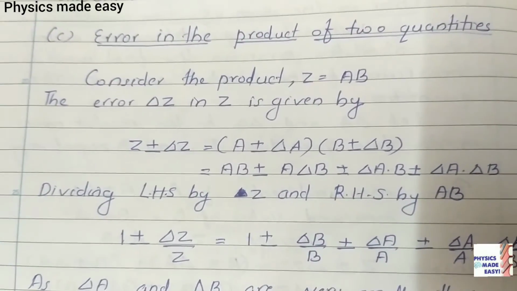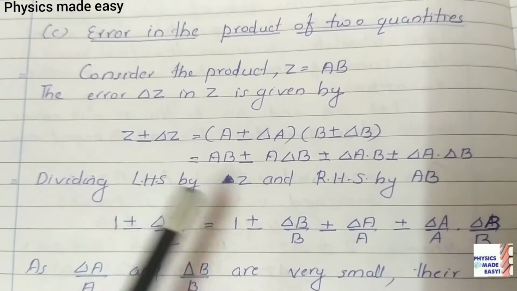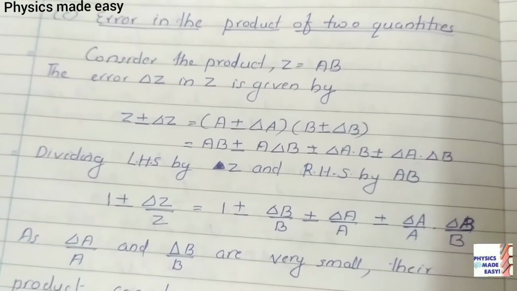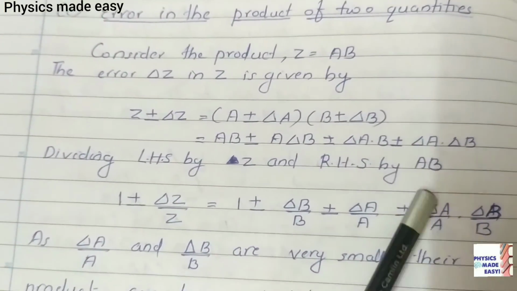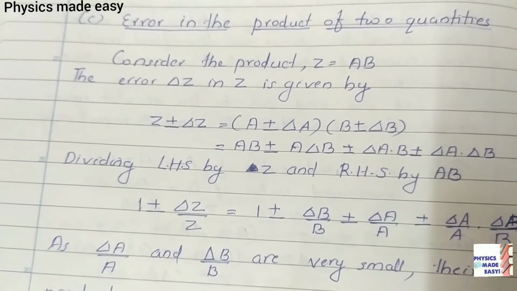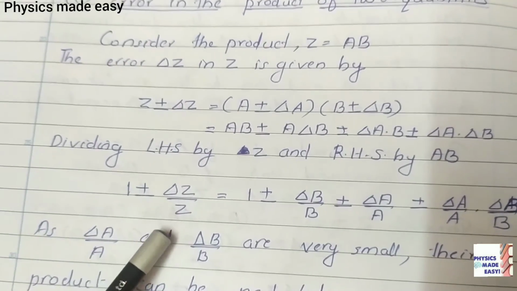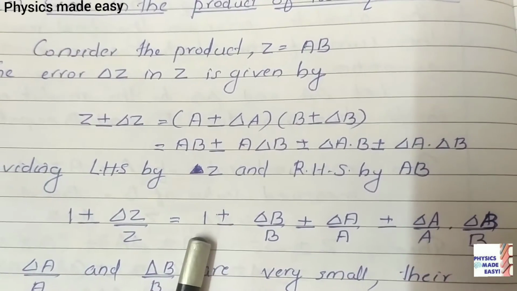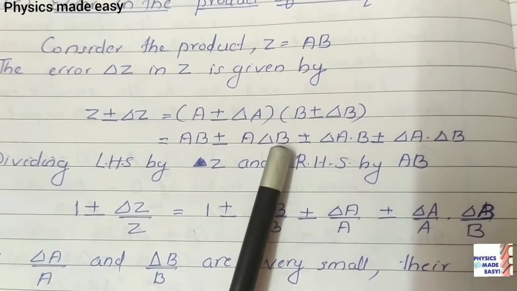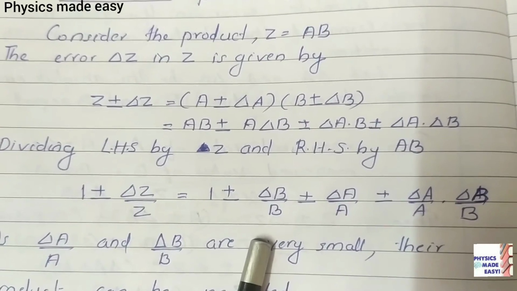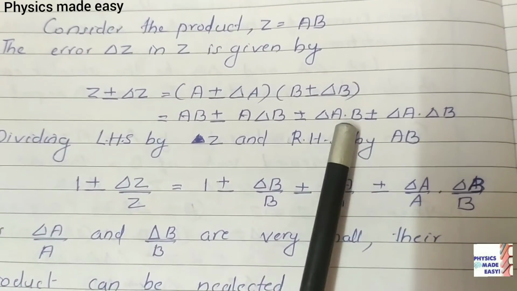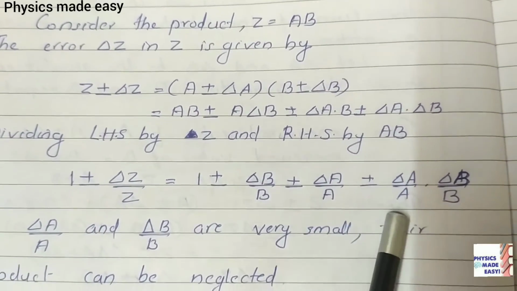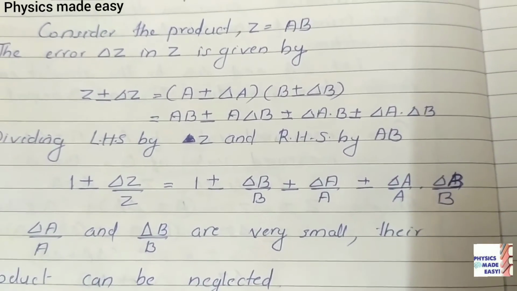Now you have to divide LHS by Z and RHS by AB. You know Z is equal to AB, so no problem. Dividing, we get 1 plus or minus delta Z by Z on the left. On the right, dividing by AB, AB by AB is 1, plus or minus a delta b by AB, that is delta b by b, plus or minus delta a b by AB, that is delta a by a, plus or minus delta a by a into delta b by b.